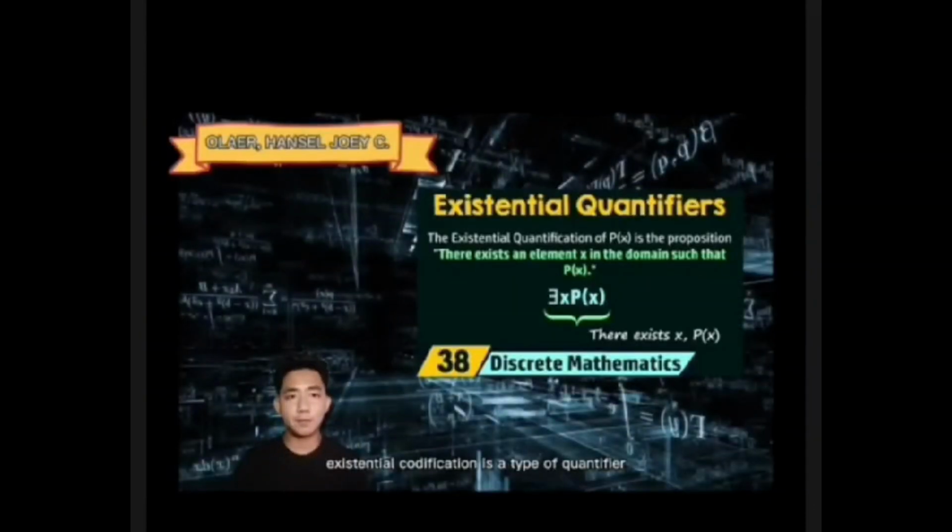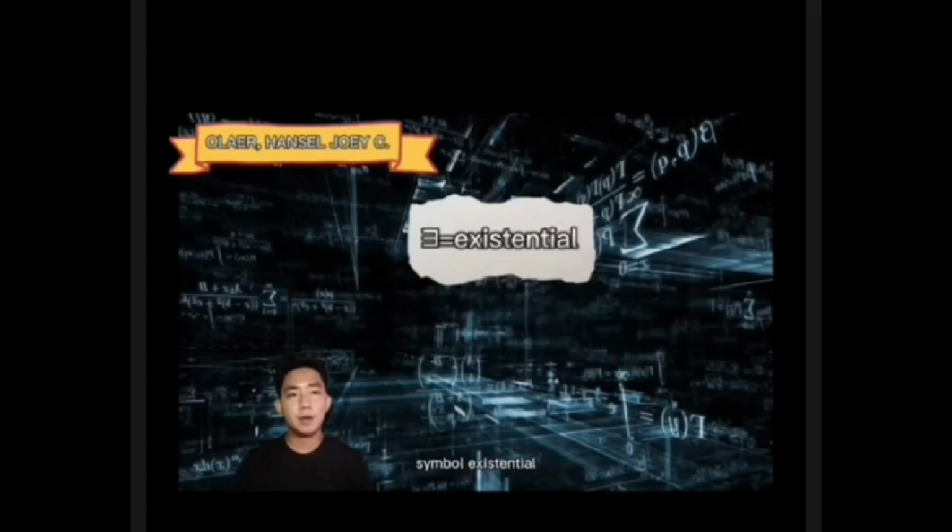Existential quantification is a type of quantifier, a logical constant which is interpreted as there exists, there is at least one, or for some. It is usually denoted by the logical symbol ∃, which, when used together with a predicate variable, is called an existential quantifier. Its formula is: for some x, P(x) and Q(x).